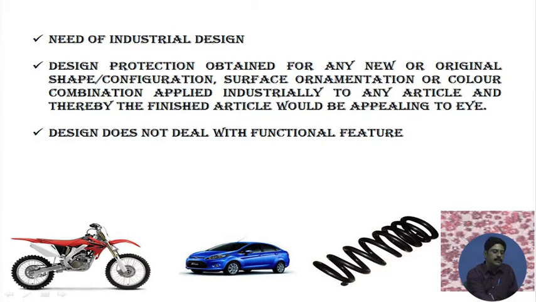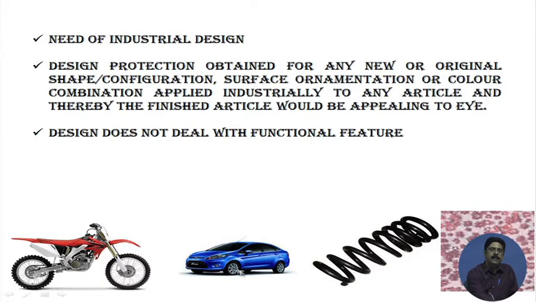Not the functional features of the bike, but the aesthetic look of the bike by virtue of shape, configuration or ornamentation, that will come within the purview of industrial design. The functional features are already protected by virtue of invention, that is, by patent. In other jurisdictions, maybe by innovation patent or utility model protection. So now the shape configuration of this bike will be the intellectual property, that is, industrial design.